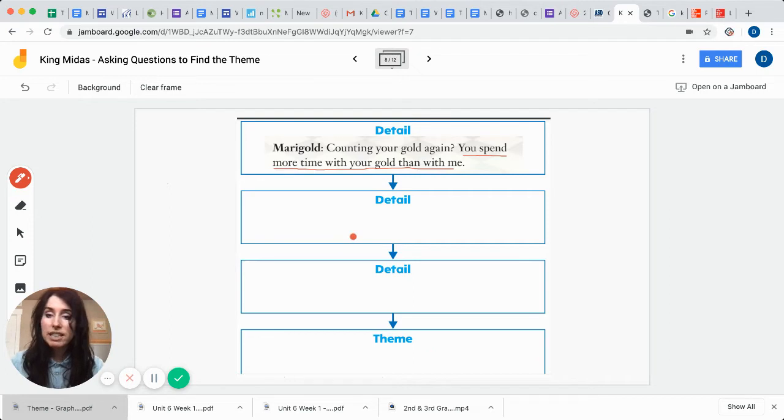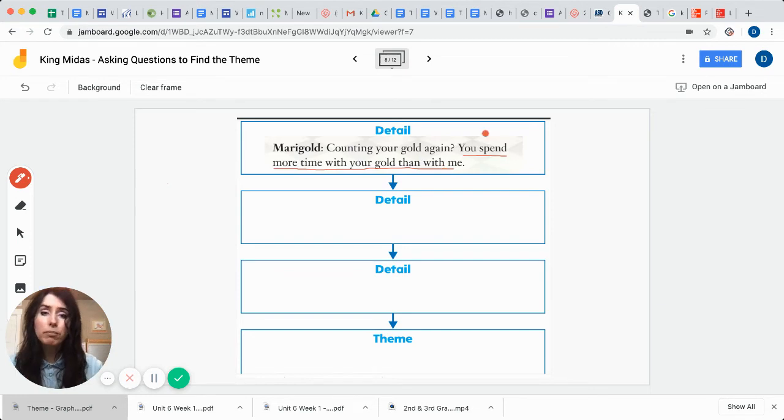So the first detail that I found that supported the fact that the king was very obsessed with gold was his statement. Marigold said at the beginning of the story, she saw that her father was counting his gold, and she says, "You spend more time with your gold than with me." Usually you can tell what people love by watching them in their life. What do they spend their time doing? And that generally is a good way of finding out what is it that they love.